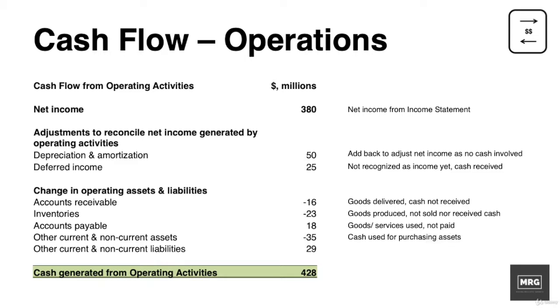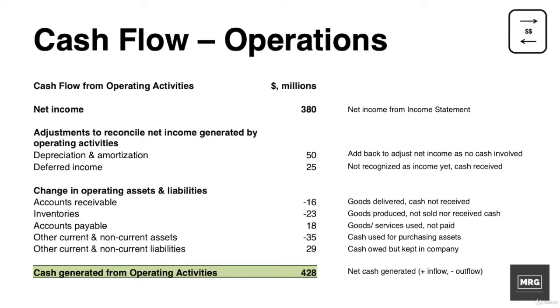And then we have other current and non-current assets. Say for instance, cash that is used for purchasing assets. We have already used the money, we have used the physical cash, so we have to deduct it off. Or other current and non-current liabilities. In this instance, 29 million, which is cash owed, but we kept it in the company. So we have not physically transferred the cash out yet. Then we will come to a grand summary.